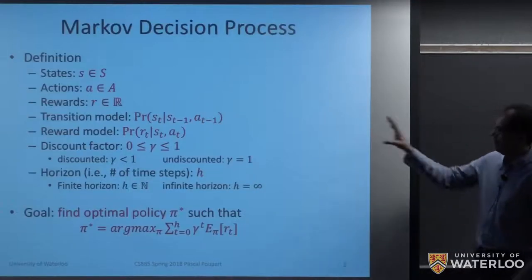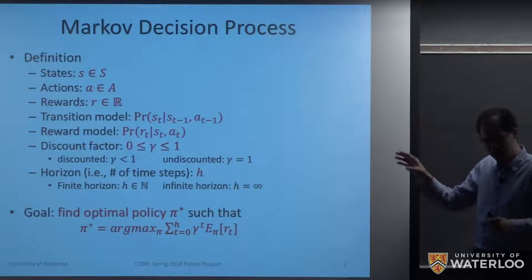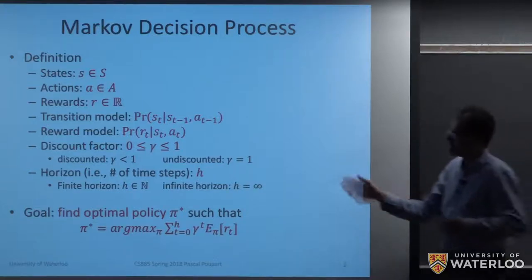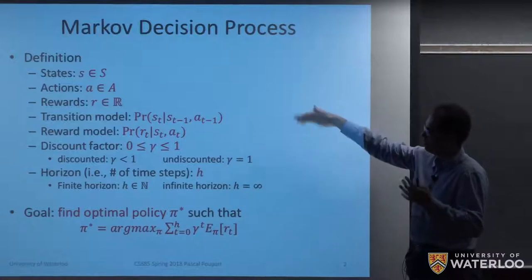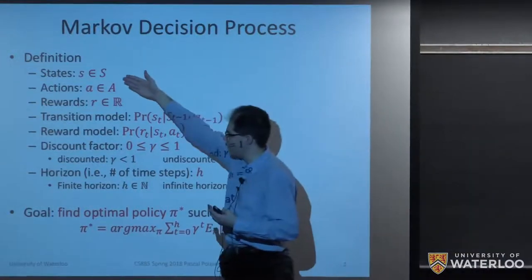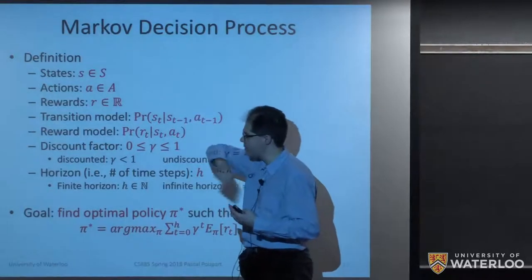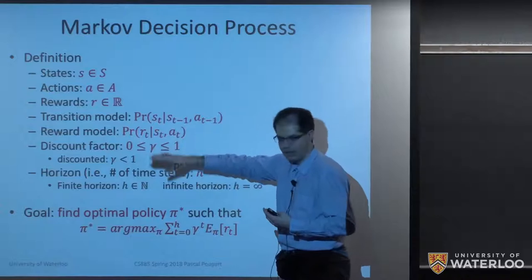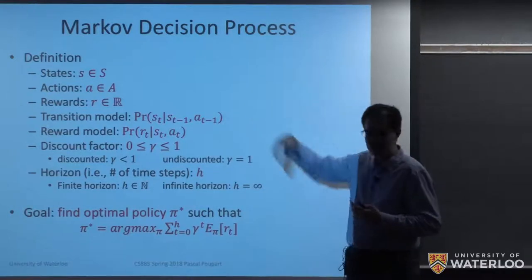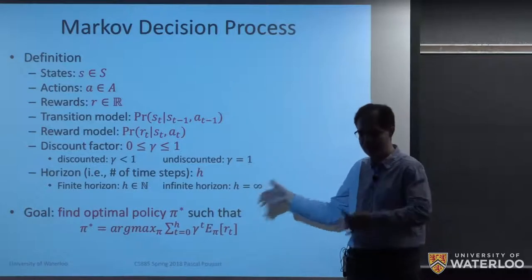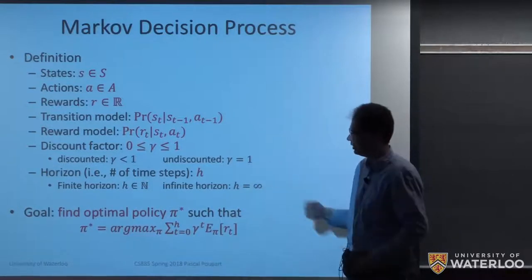Okay, so I explained that the foundation of reinforcement learning is Markov decision processes. And if you recall, so far what we've been working with are Markov decision processes that include a set of states, actions, and rewards. Then there's a transition and a reward model. There's a discount factor, and then there's a horizon, right? So formally, this is a Markov decision process as we've discussed it in the previous lectures.